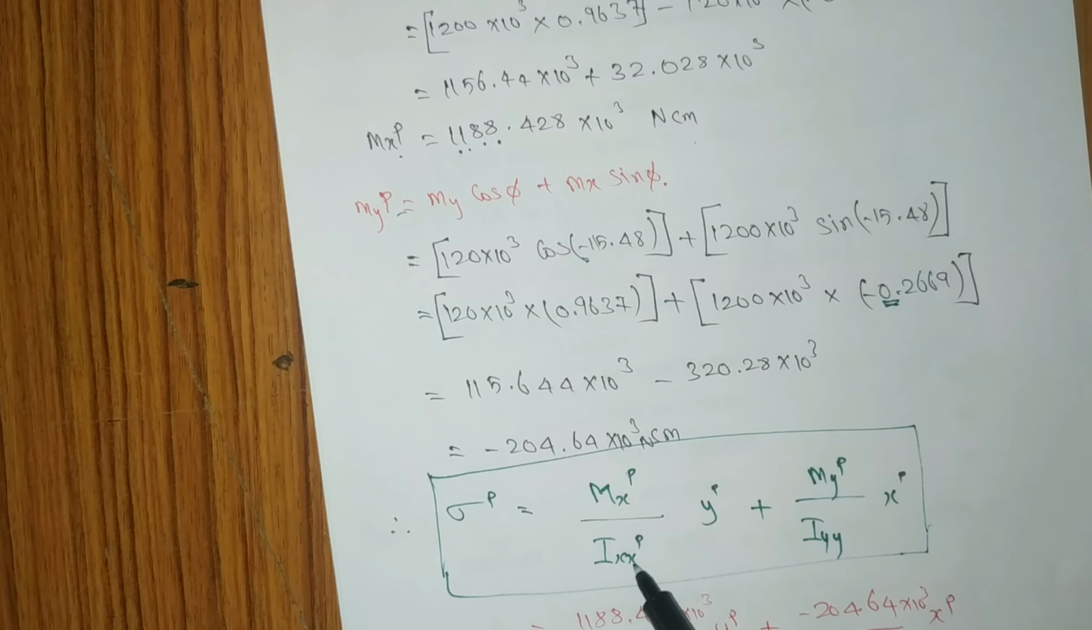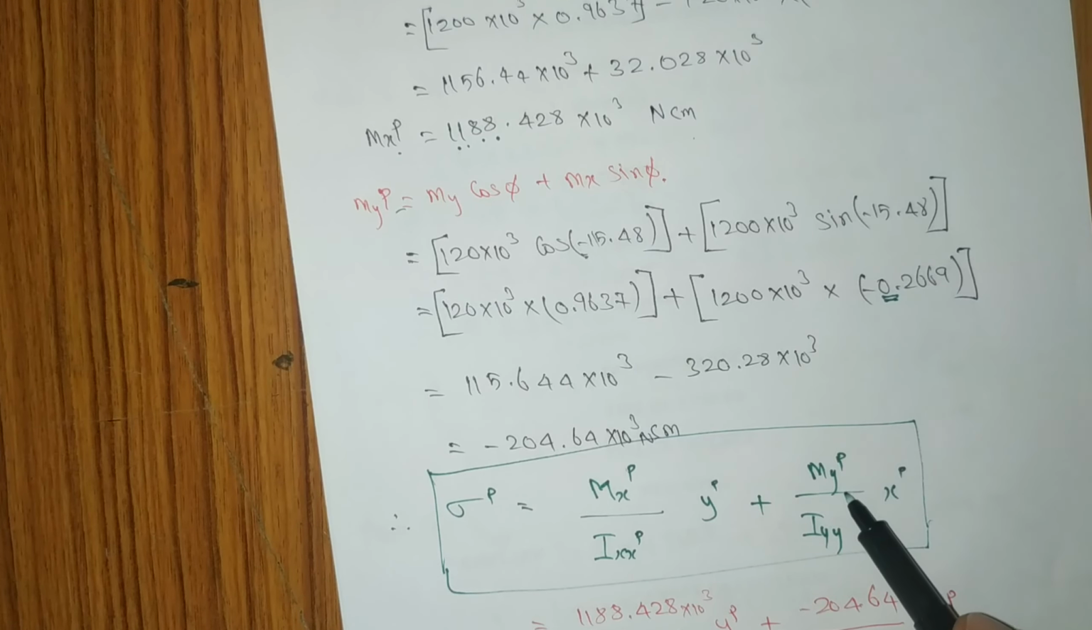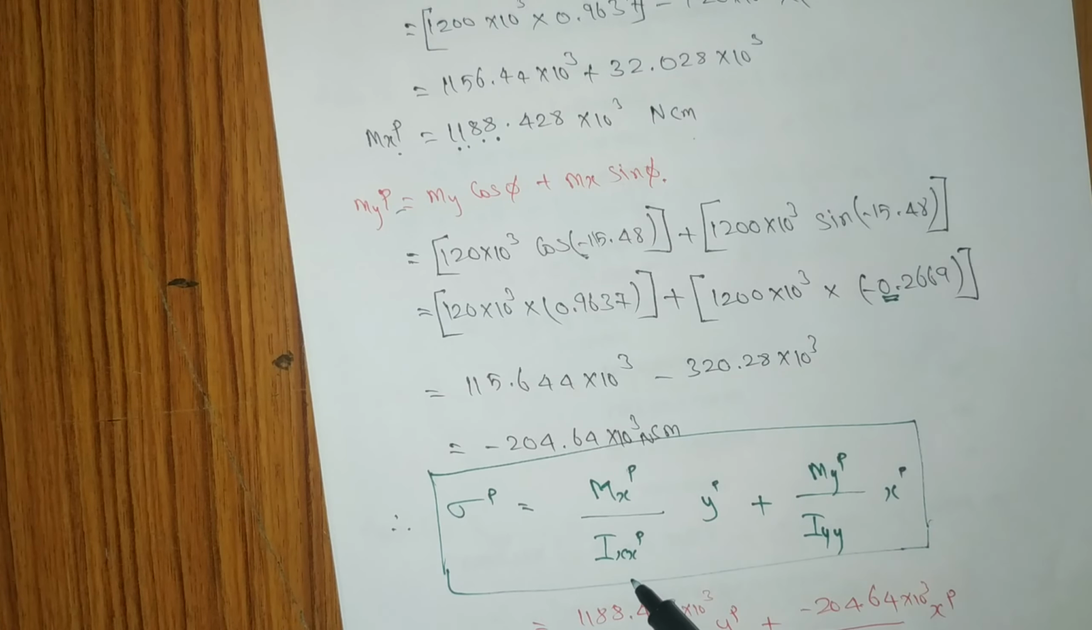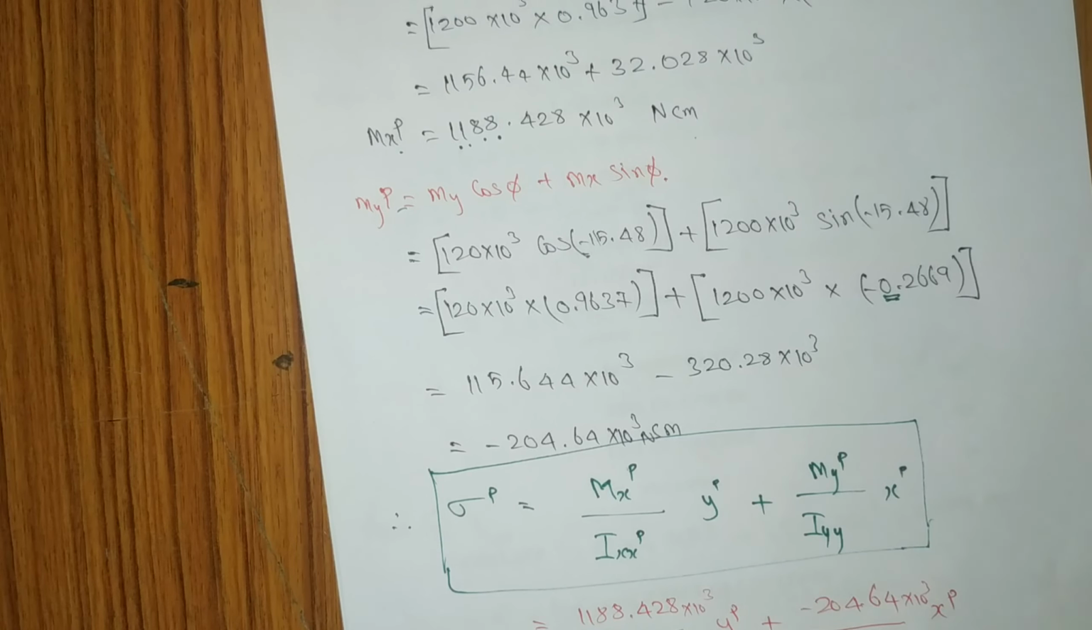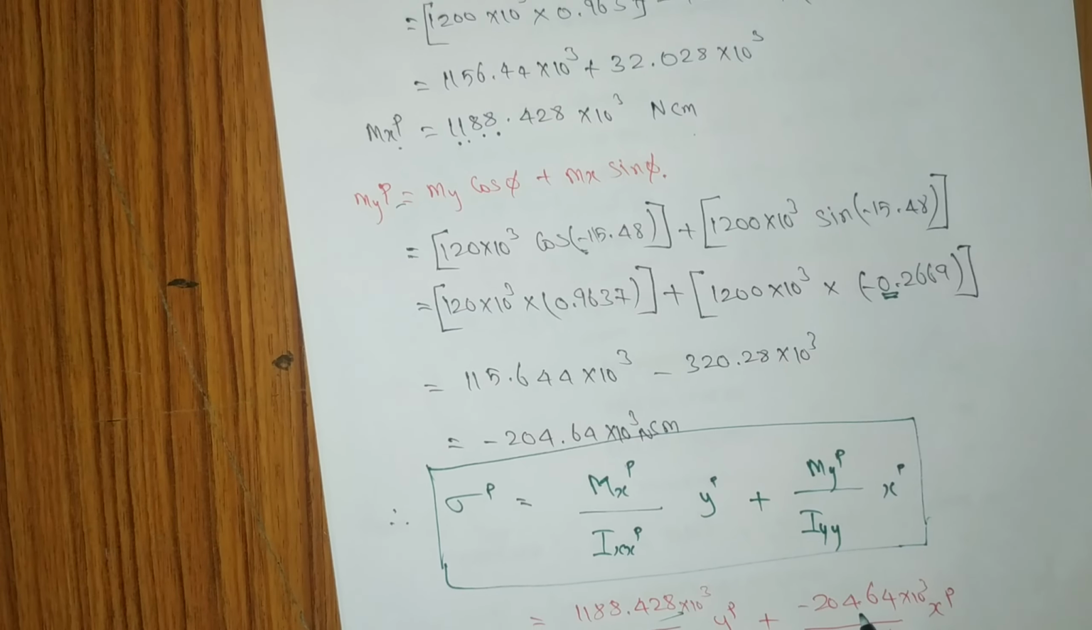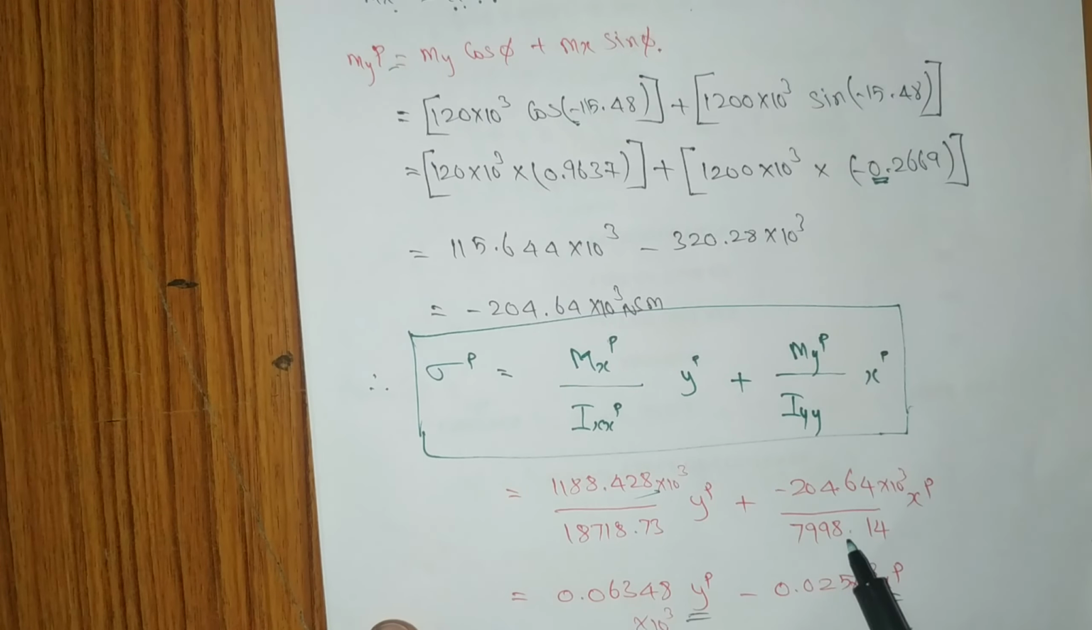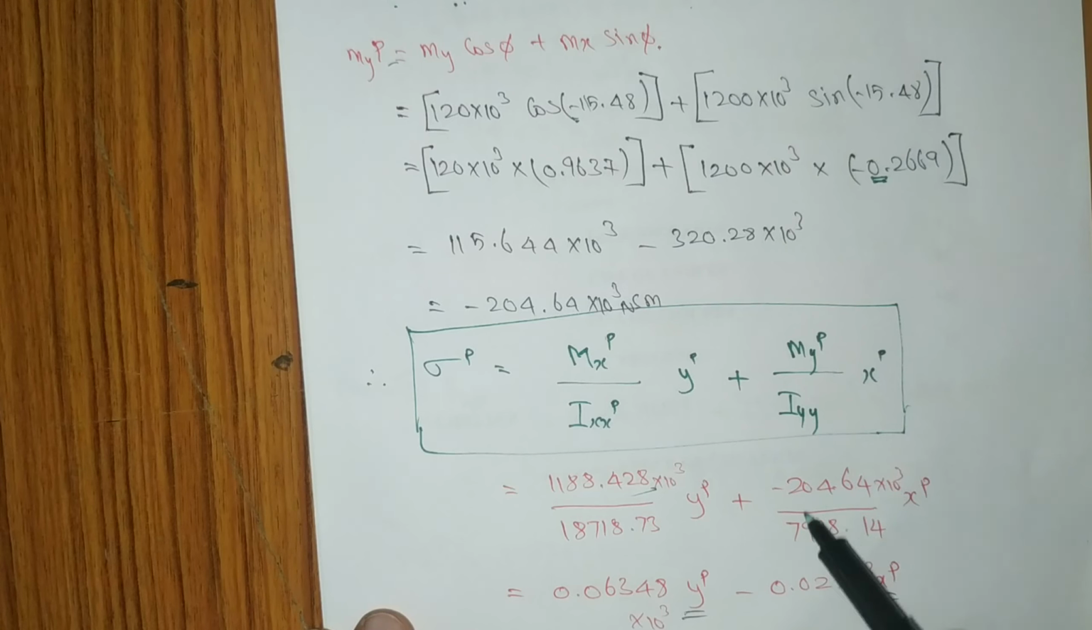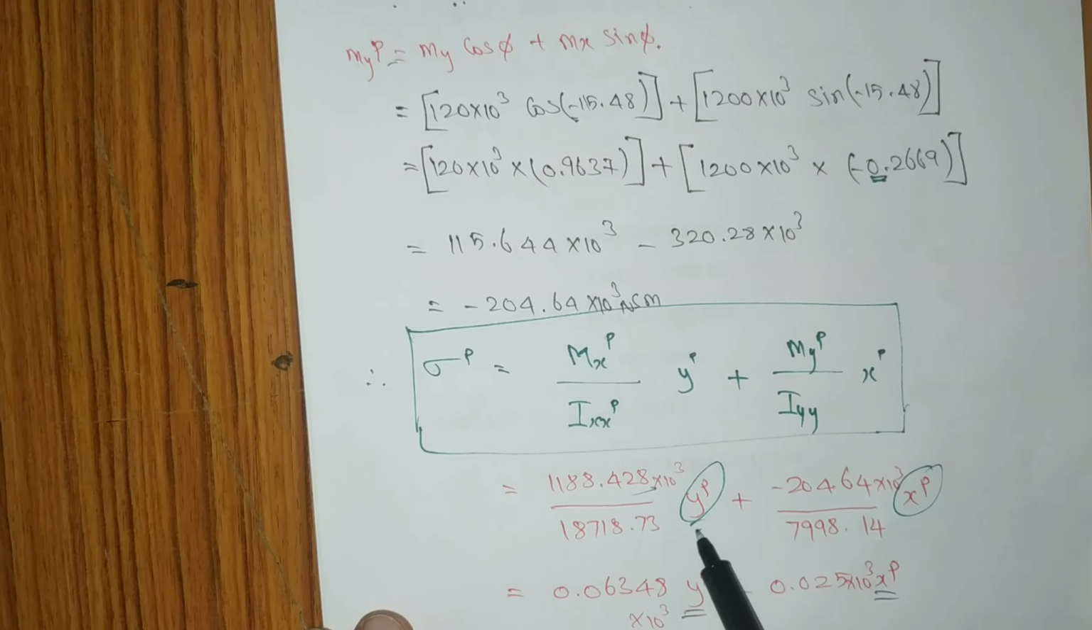Mx, Ixx into y, My, Iyy into x, we know. So substitute Mx, Ixx, My, Iyy. These values we have to put mathematically here. Don't forget the 10 to the power of 3 values, or don't miss any values here. If you miss them, then you will get stuck, or the answer will be wrong. So Mx, My, Ixx, Iyy we have, and xp, yp, the principal axis coordinates, we need to find out.